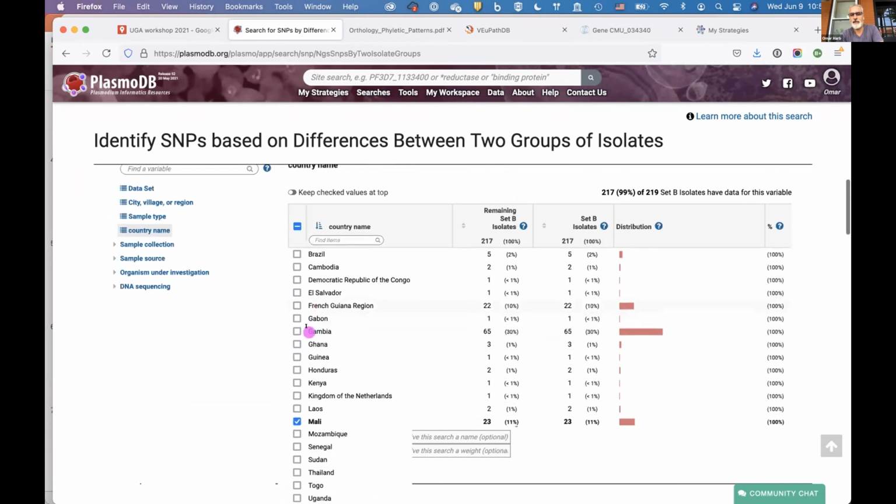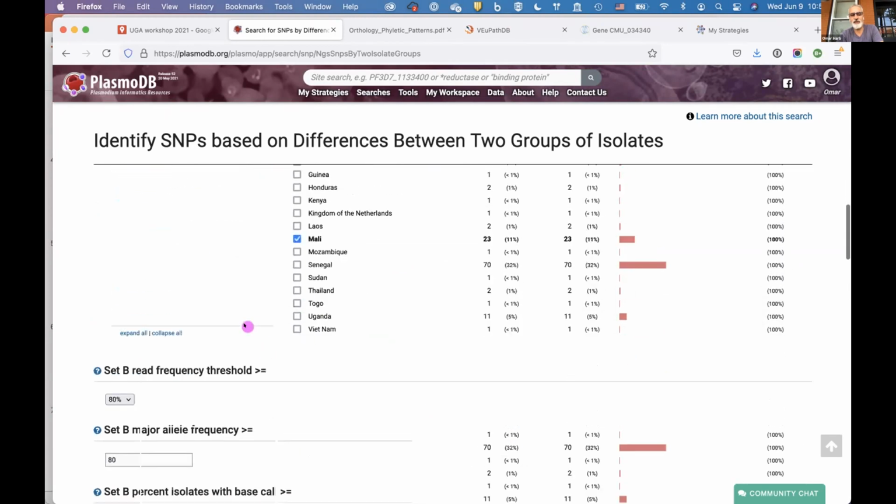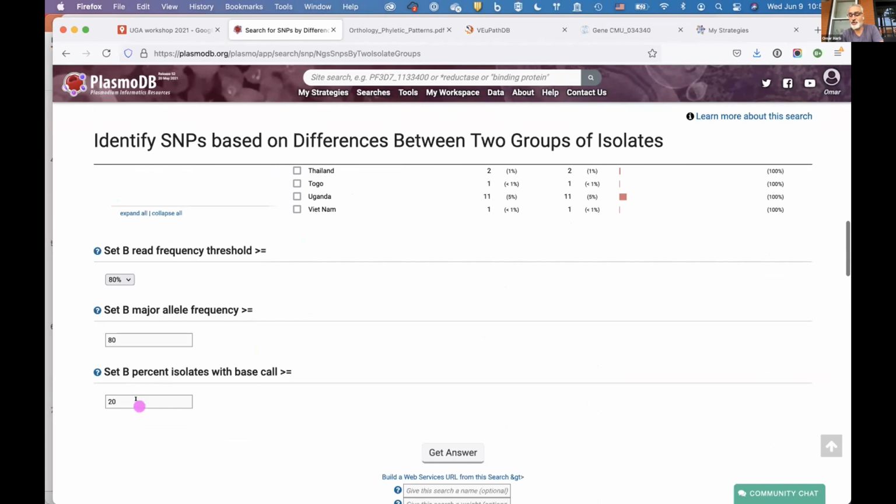If I had 10 isolates selected up here, and I'm saying that I want at least 20% of them, or 20% or more, to have a base call at a position, then I'm saying that at least 2 of them should have a base call before I return that position in my results. I could increase this and make it 100, in which case you would be looking for locations that have sequence from every single sample that has been sequenced in the experiments that we have in the database.